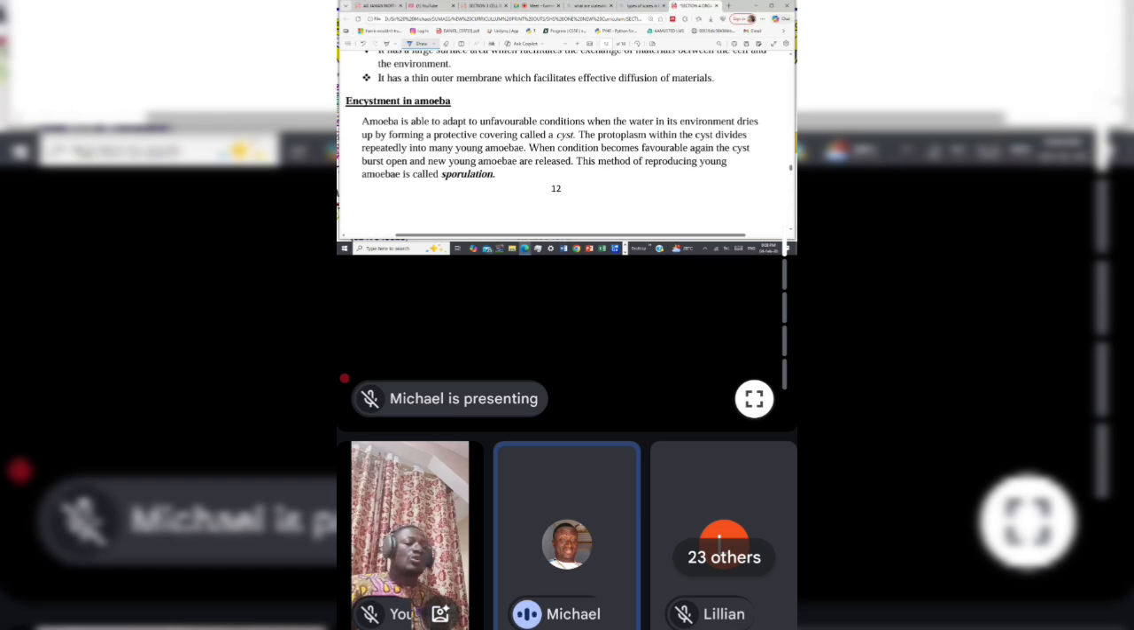So when the amoeba is under unfavorable conditions, there's no food or there's a drought, they try to form what we call a cyst. And we call that process sporulation. So let me explain that one. They form a cyst, and the cyst is the protective covering that covers the amoeba. The protoplasm within the cyst divides repeatedly into many young amoebae. So the amoeba is under that stage, it will also undergo reproduction, and we call that sporulation.